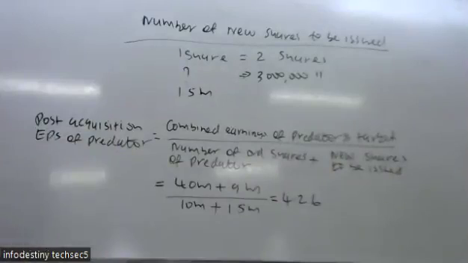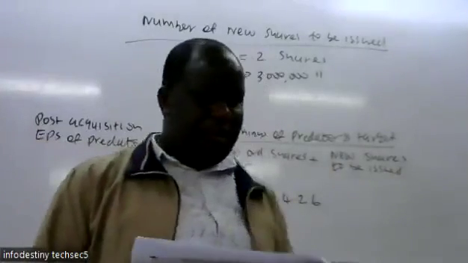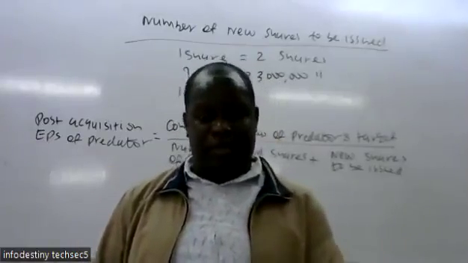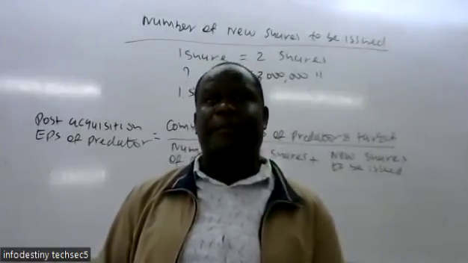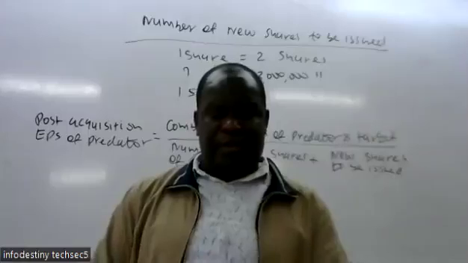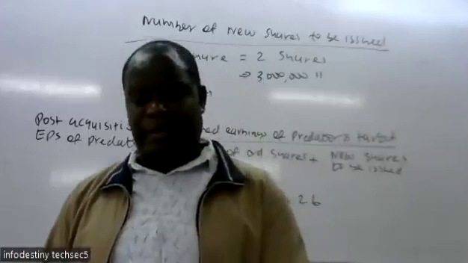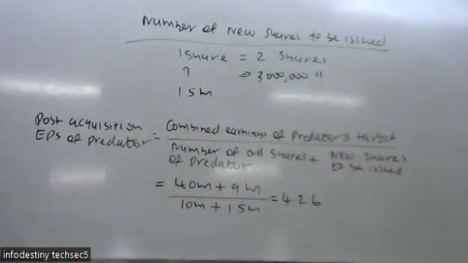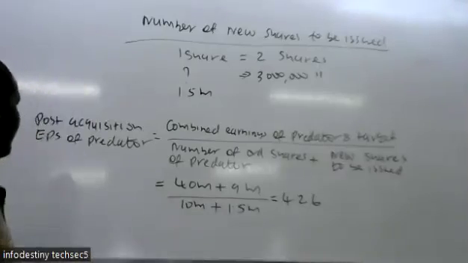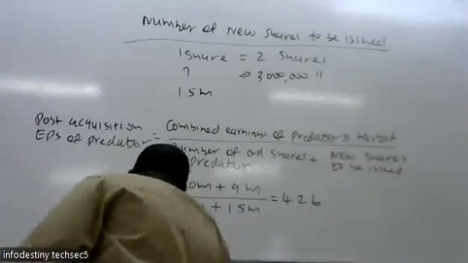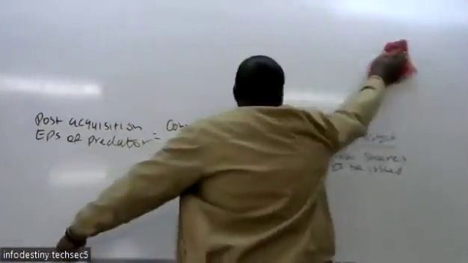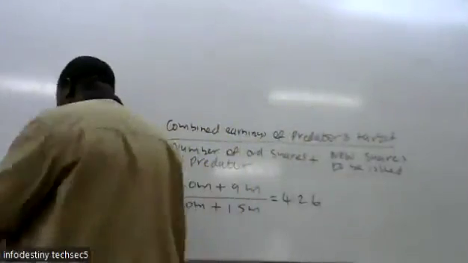Sometimes in the same question, they may ask you to calculate the one for the target. Assuming they were asking you to compute for both, apart from the one for the predator, we can also compute the one for the target.